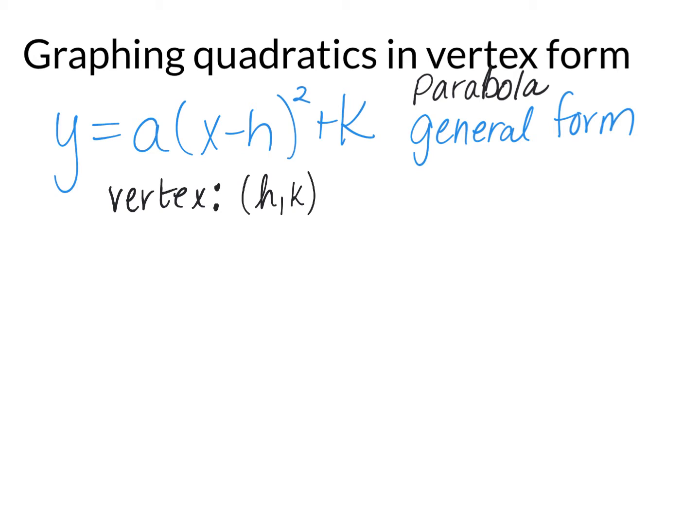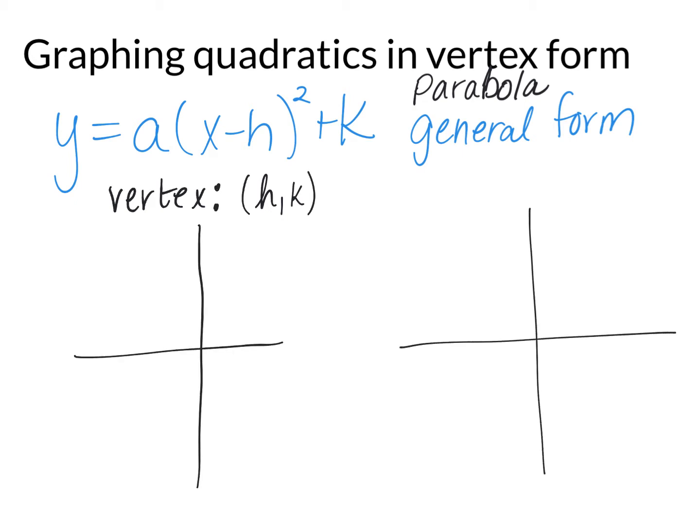We're going to draw some general pictures of parabolas and identify some of the key features. We're going to look at a parabola that opens up, and a parabola that opens down. They both have this point at the top or bottom called the vertex. That is h comma k.